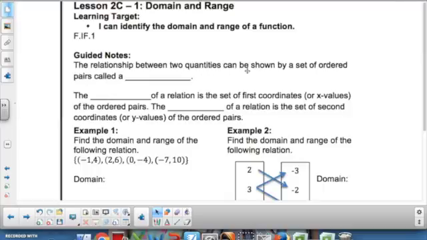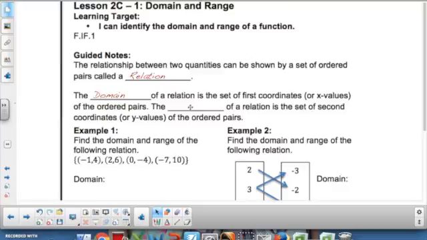The relationship between two quantities can be shown by a set of ordered pairs, and this is called a relation in mathematics. So pretty much anytime you're comparing two sets of data or two sets of numbers, it's going to be a relation. In a relation, the domain is the set of first coordinates. It's also referred to as your x values. You'll hear it referred to as the input. You'll hear it referred to as the independent variable. There's lots of different ways that the domain is discussed, so you need to know all of those words, and we've got a chart later in your notes that has all that information.